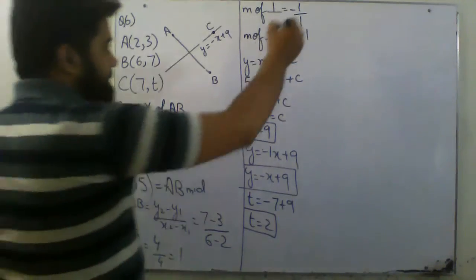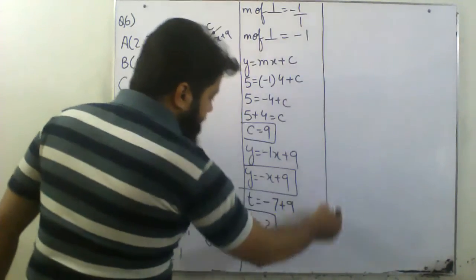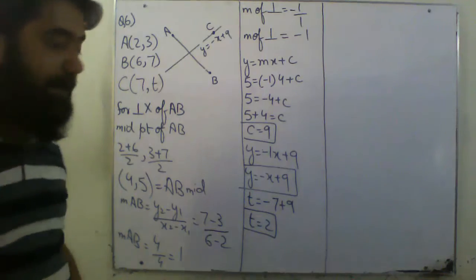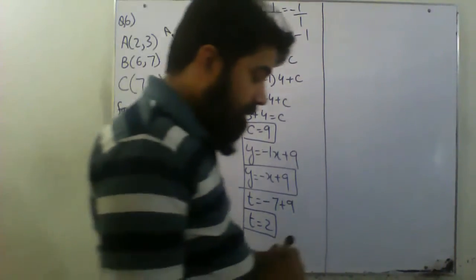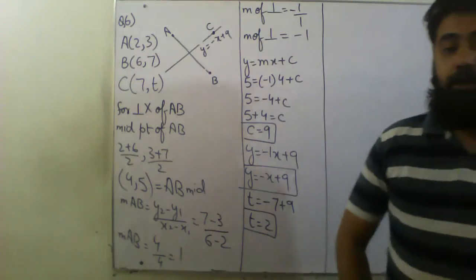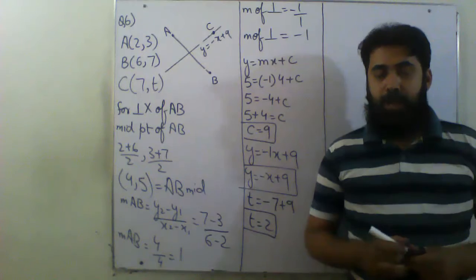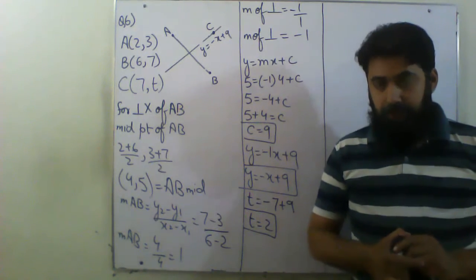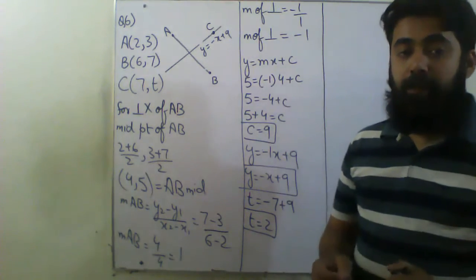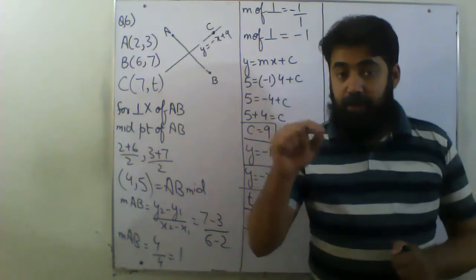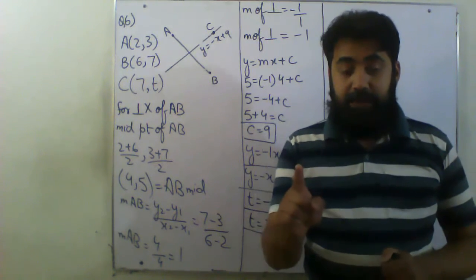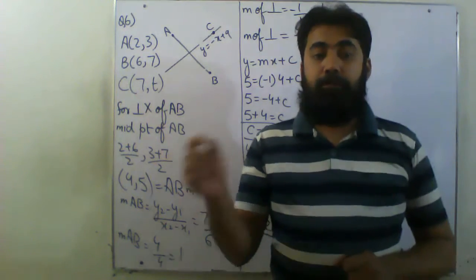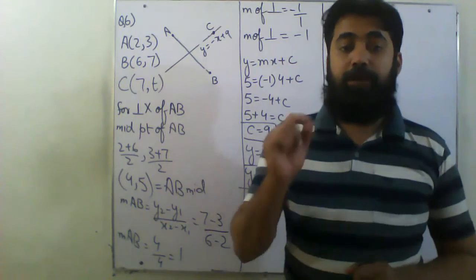Now, next thing. Same question, I've got another part. What is that part? In that part, they are saying find the coordinate of D. I have to find the coordinate of D such that AB is perpendicular bisector of CD.